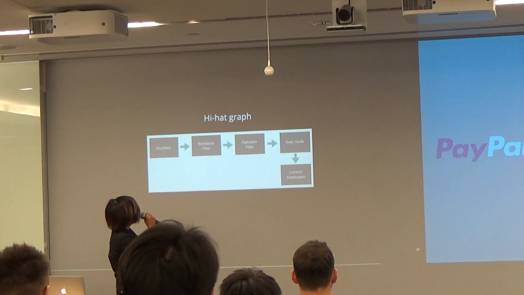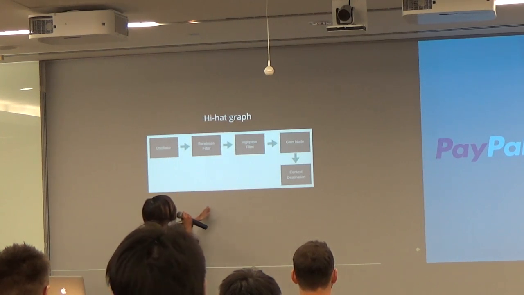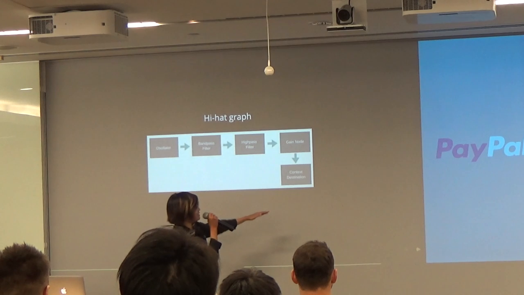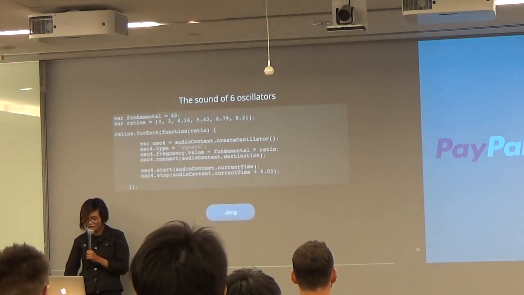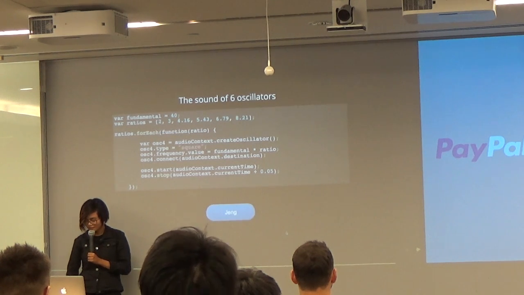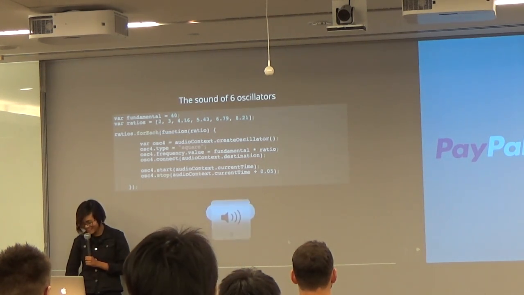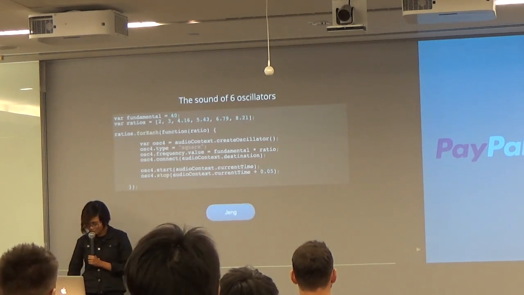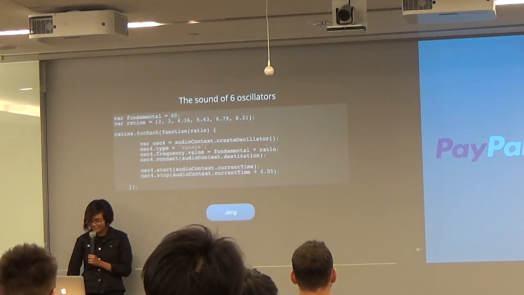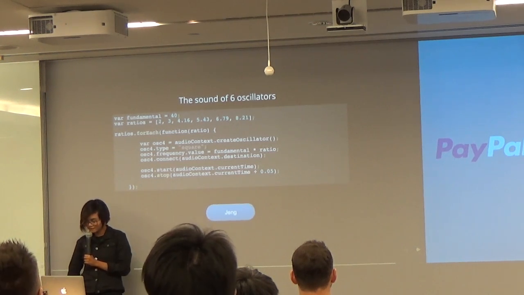Okay, so this is my graph. This is not what I just said. Oscillator, bandpass filter, high-pass filter, gain node, and destination. So this is the sound of six oscillators. Yes, you can see the different ratios that you pass to the fundamental frequency value.